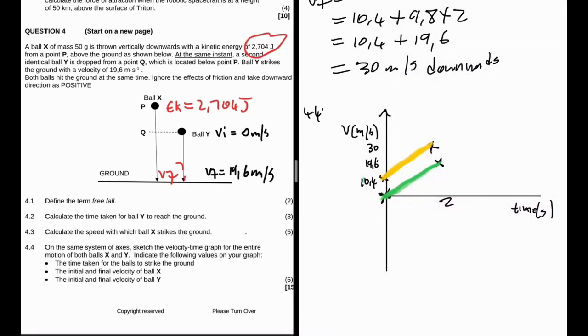If we would sketch a graph for ball Y, we'd have something like this. The two lines have to be parallel, right? And they have to all be at 2, with regards to the time. So that's the VT graph you would get. You would label that this is your X and this is your Y.